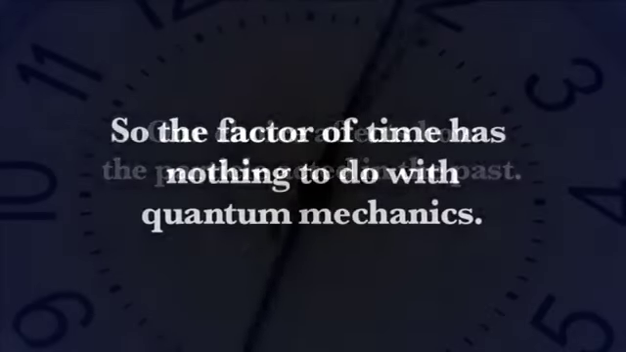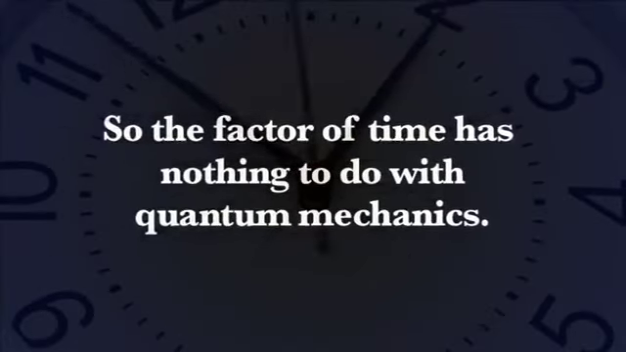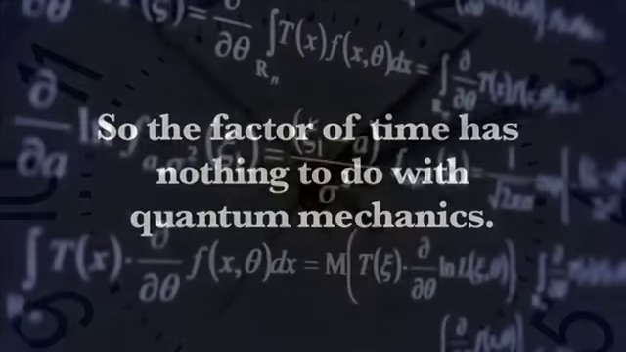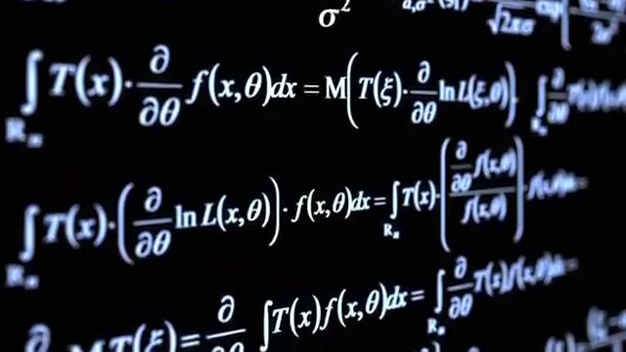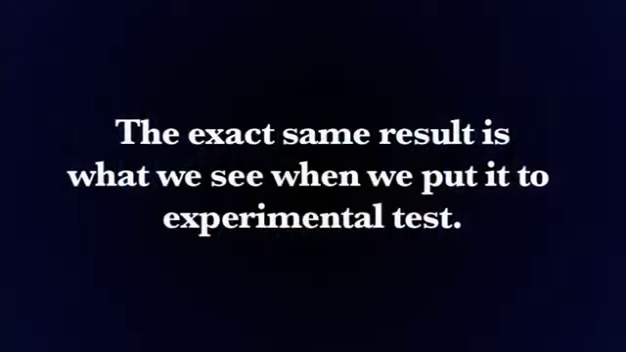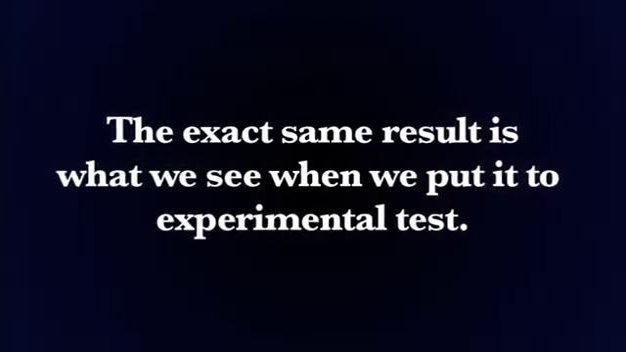So the factor of time has nothing to do with quantum mechanics. And the interesting thing about this is, John Wheeler based this on the mathematics of quantum mechanics. Mathematically, this is what was predicted, and the exact same result is what we see when we put it to experimental test.